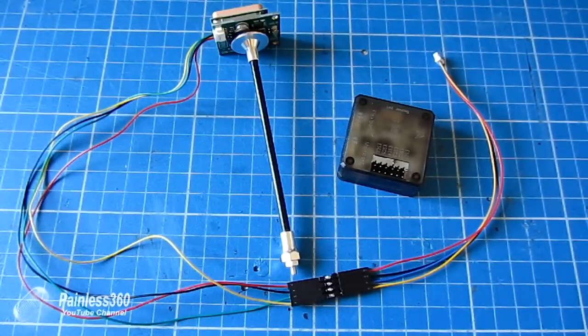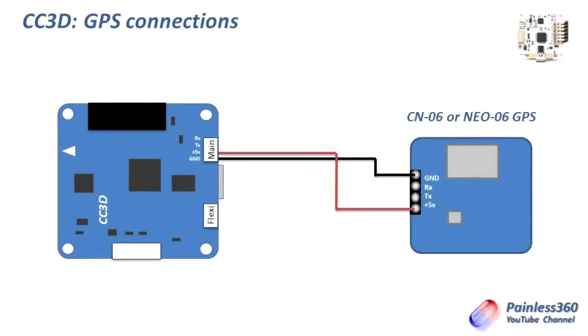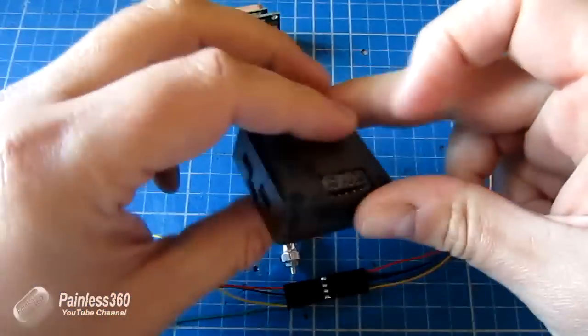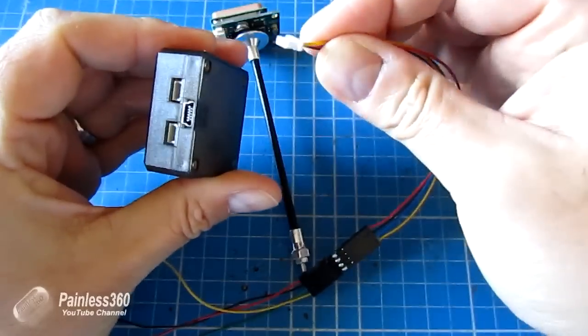So if we look at that very quickly in diagram form, here is our CC3D on the left-hand side. So obviously we're going to connect the ground to the ground on the GPS unit. We're going to connect the plus 5 volts to the plus 5 volts. And then we're going to connect the receive to transmit and transmit to receive, making sure we've got those two wires crossed over. It can be very easy to make the mistake of having the transmit and receive not crossed over, so that's one of the first things I'd check if we have a problem when we come to check it. So I've actually finished making my cable. I've made this little junction here so that we don't have to solder anything. So I'm going to just plug this into the main port of the CC3D.